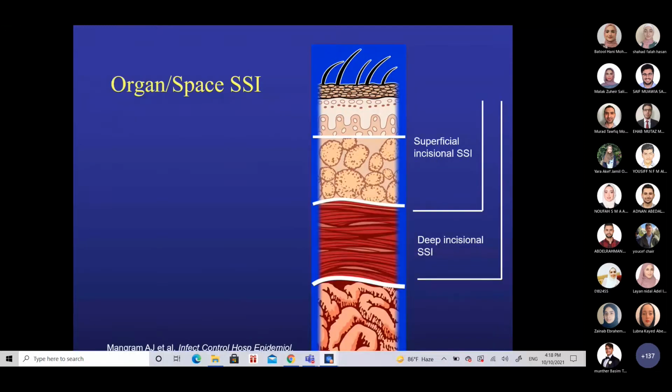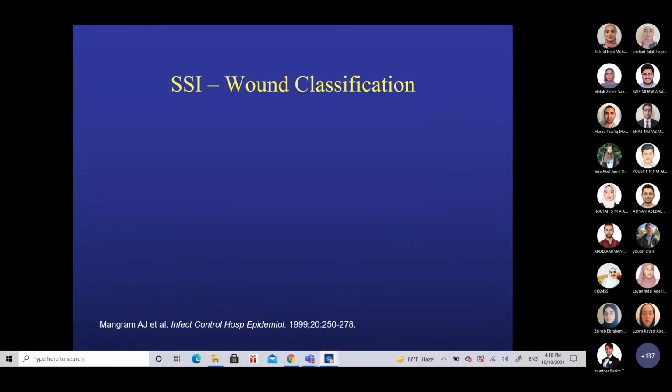Now beyond the fascia and muscles, we go into the spaces, like the peritoneal space and the pleural space. This we call an organ space surgical site infection. So according to anatomy, according to depth, we have superficial, deep and organ space surgical site infections.